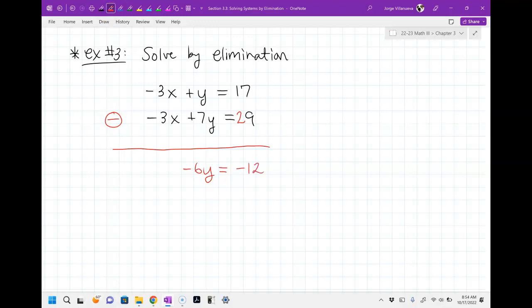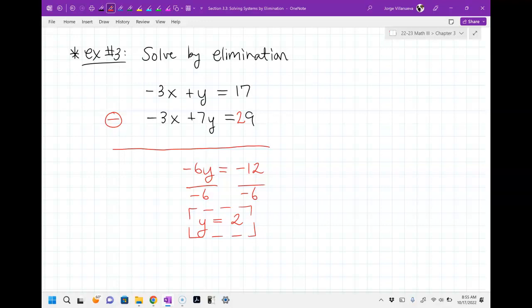And that'll work so much nicer because then I can divide by negative 6. Okay, so let's divide both sides by a negative 6. Sorry about that error there. So y equals 2. So there you go. I got half my answer already. So now I just get to plug in that y value into any equation that I'd like.